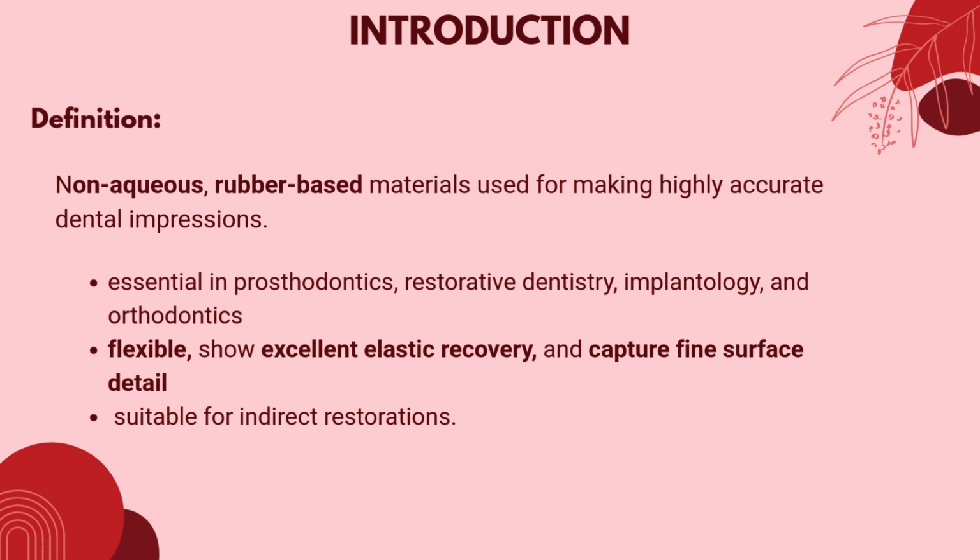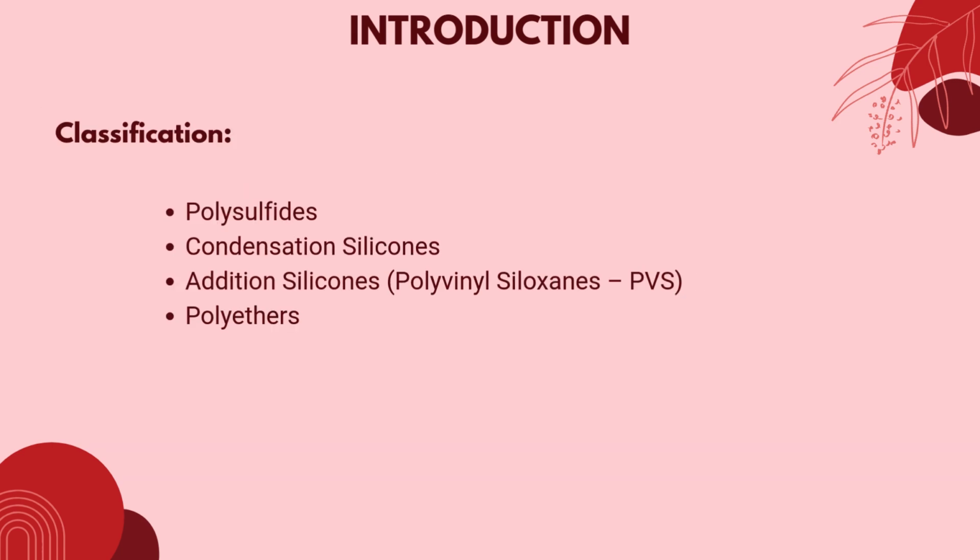These are non-aqueous, flexible, rubber-based materials used for making highly accurate dental impressions. These record fine surface details, having excellent elastic recovery. These are ideal for indirect restorations, such as crowns, bridges, inlays, onlays, veneers, and implants. Elastomeric impression materials are classified into four types: polysulfides, polyether, condensation silicones, and addition silicones.